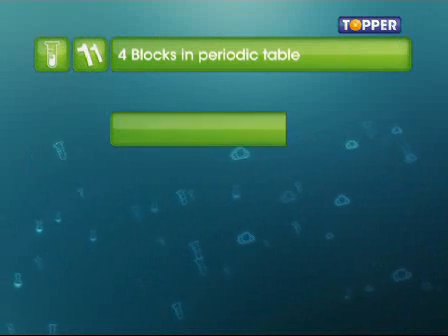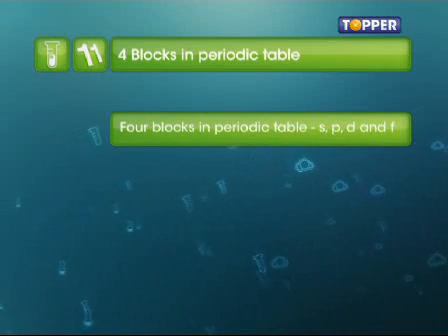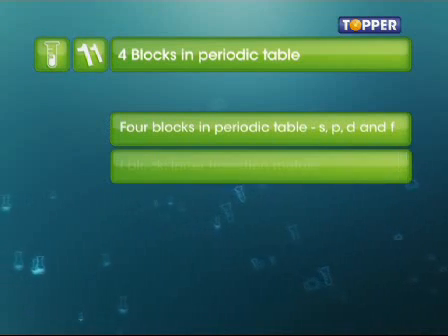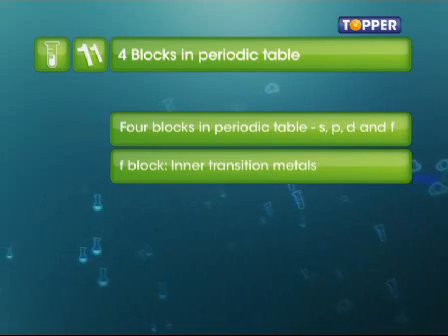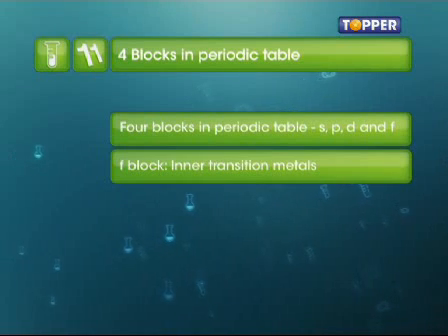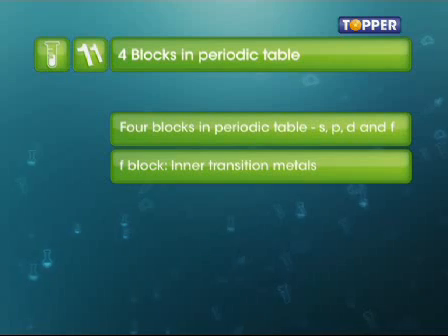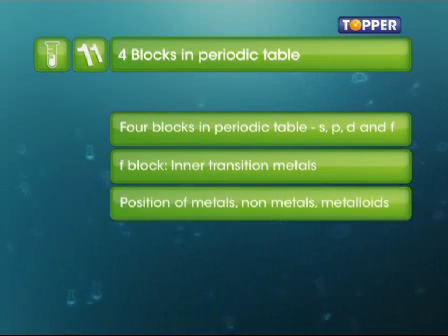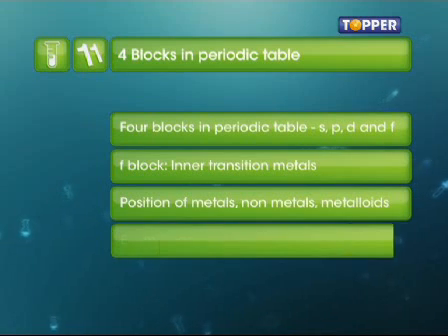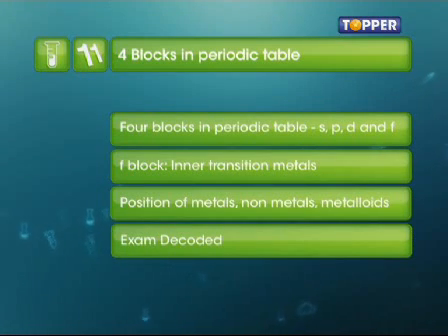Today we will discuss the 4 blocks of the periodic table. We will understand the position of inner transition metals as we study the 2 rows of 14 elements placed below the periodic table. We will identify the position of metals, non-metals and metalloids and round it off with sample questions and exam tips in the Exam Decoded.